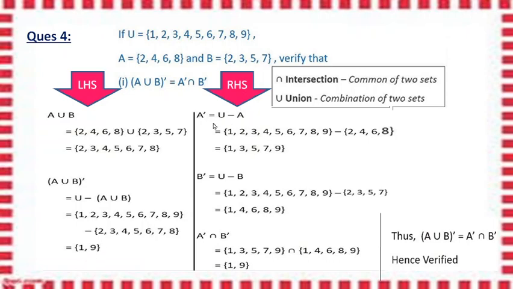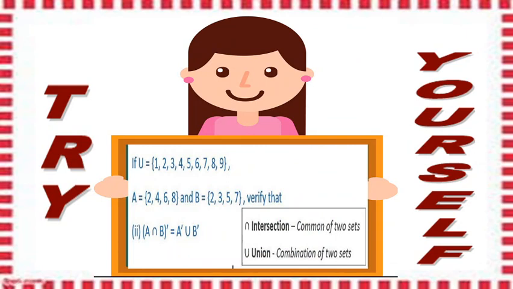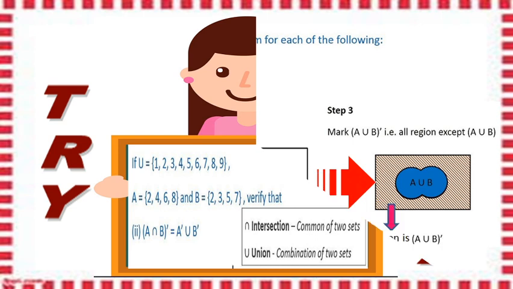Now let's come to the right hand side. First of all we will calculate A complement, that is U minus A. Then same way B complement, U minus B, and then we'll take their intersection. Intersection means common elements. And here also we are getting 1 and 9, so it is verified. Second part, I would request you to please try yourself, exactly similar type of question.